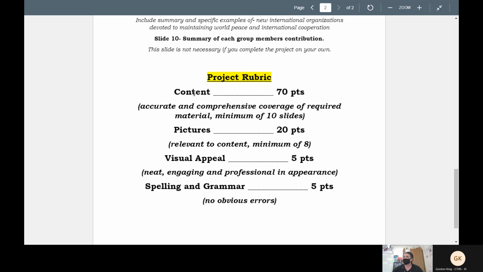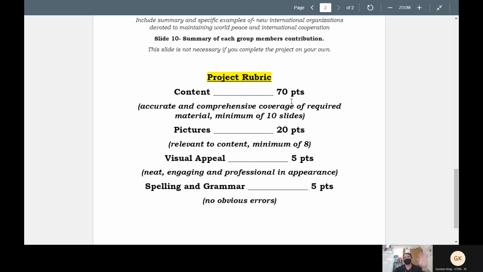70% of your grade is coming from the content. That's having the appropriate number of slides, at least a slide per chapter. You got your intro slide. You got your slide at the end telling what everybody did. You covered all the material that I have required here with a minimum of 5 bullet points. In all likelihood, it's probably going to take a little bit more.